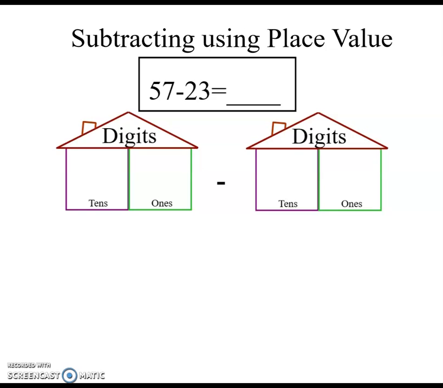Our next one is subtracting using place value. So just like I said before, this 5 isn't actually a 5. It's a 50 or 5 tens and 7 ones. And in here we have 2 groups of 10 and 3 ones. Now I like breaking numbers into houses because that number has different parts and each part is actually different.